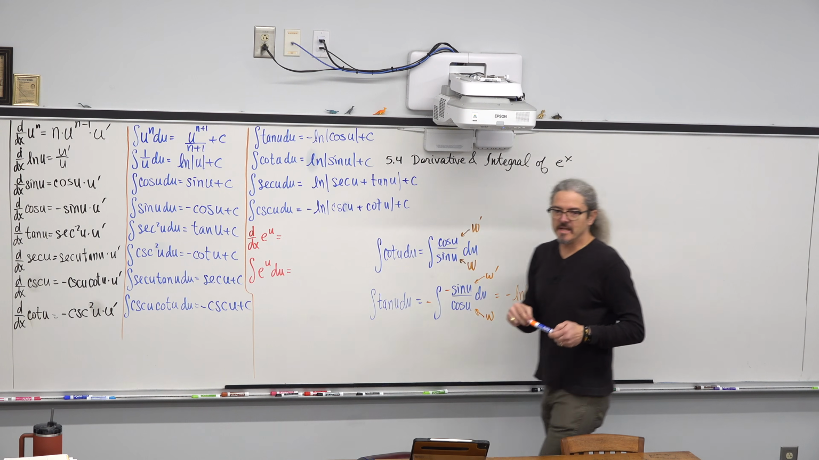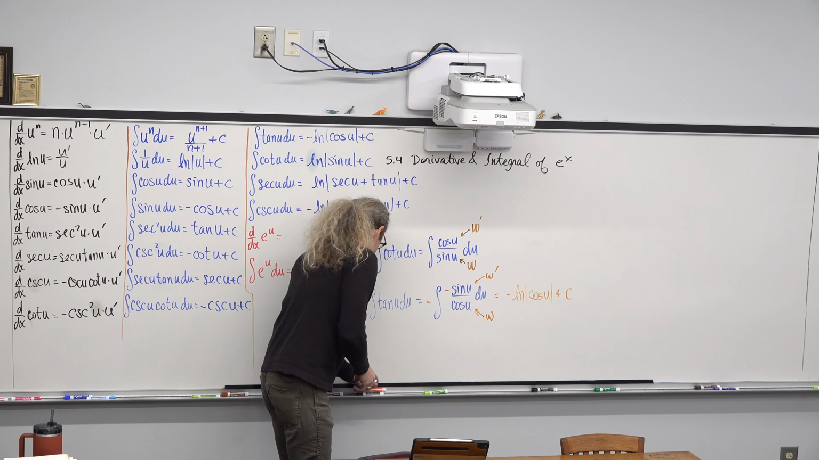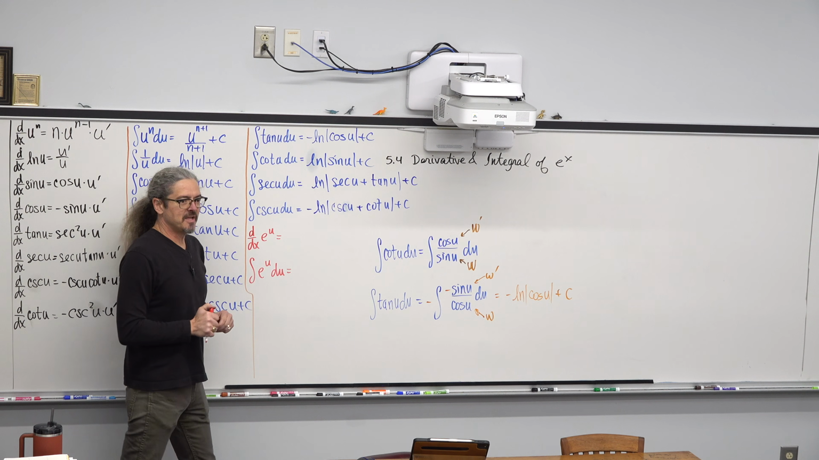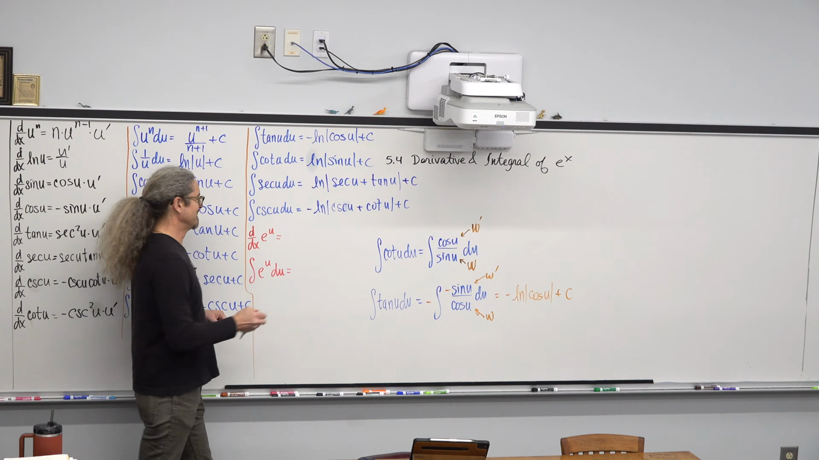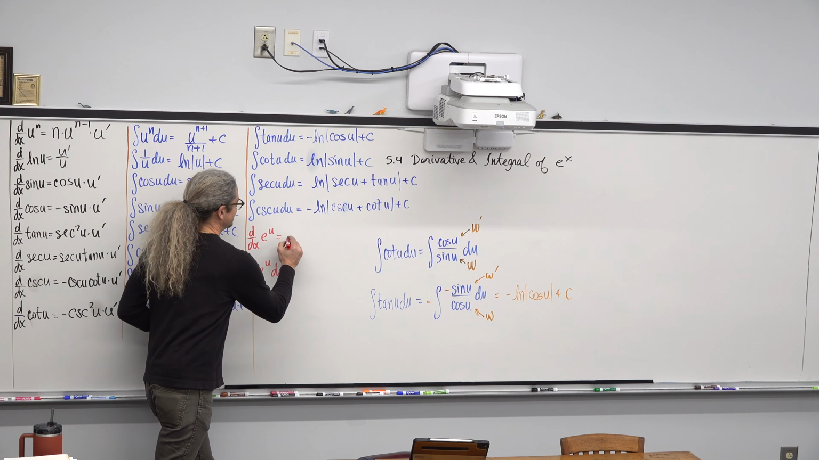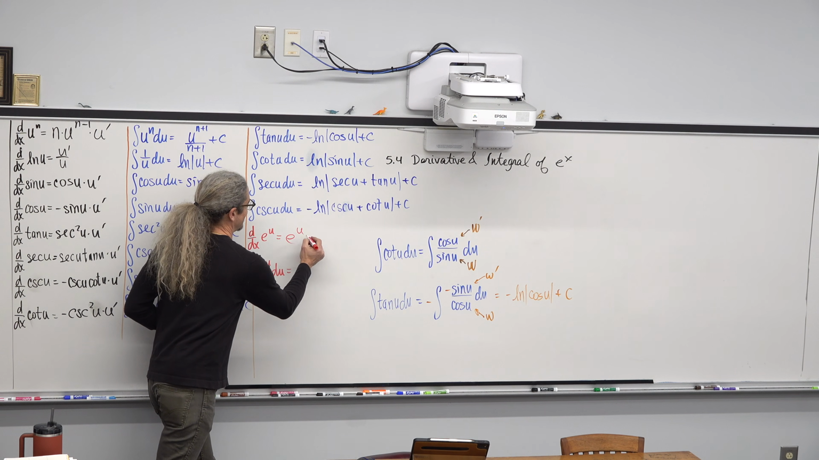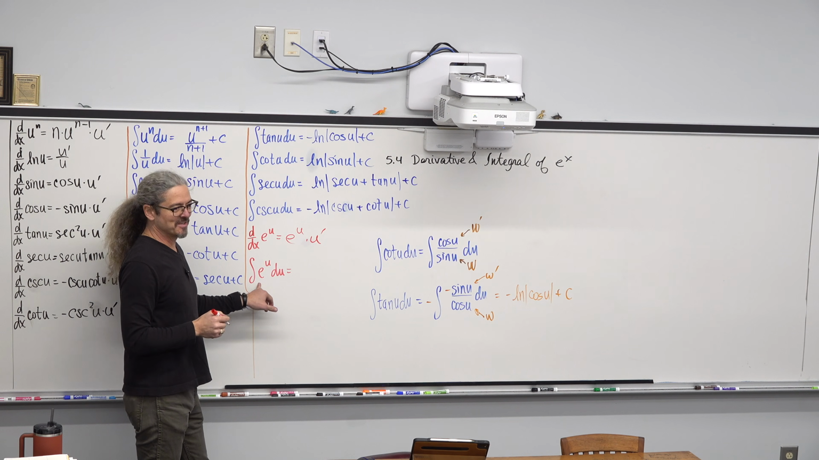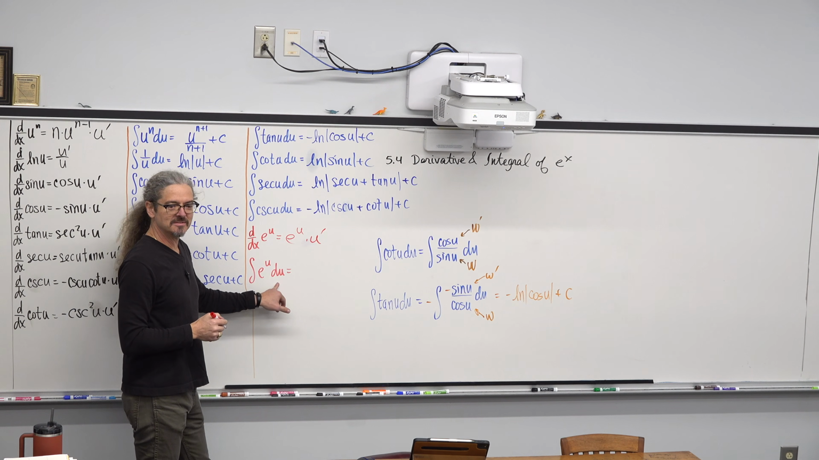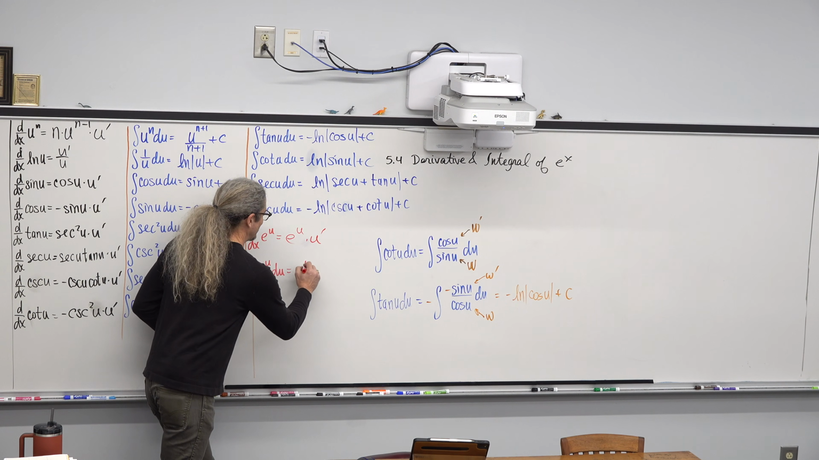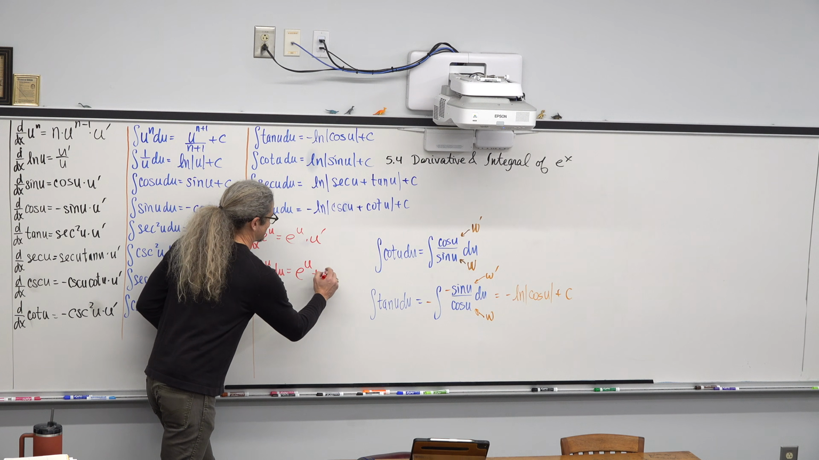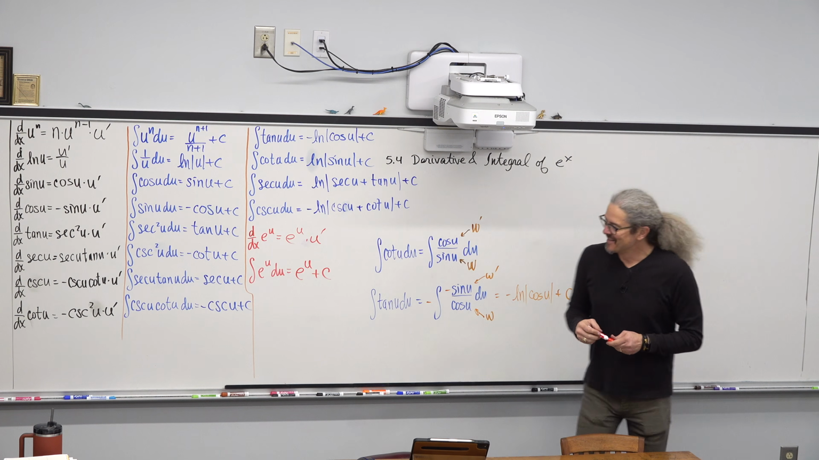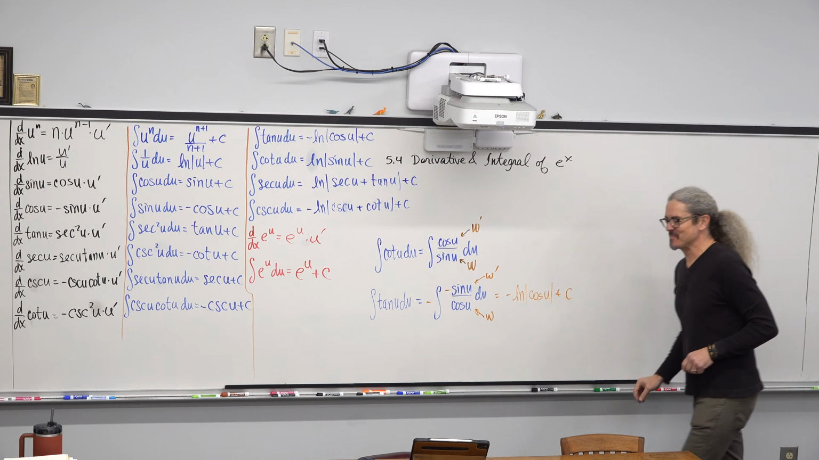Now we get the world's easiest derivative and integration rules to memorize. The derivative of e to the u is e to the u times u prime. And then the integral of e to the u du is e to the u. It's like the answer is the question. It's so awesome.